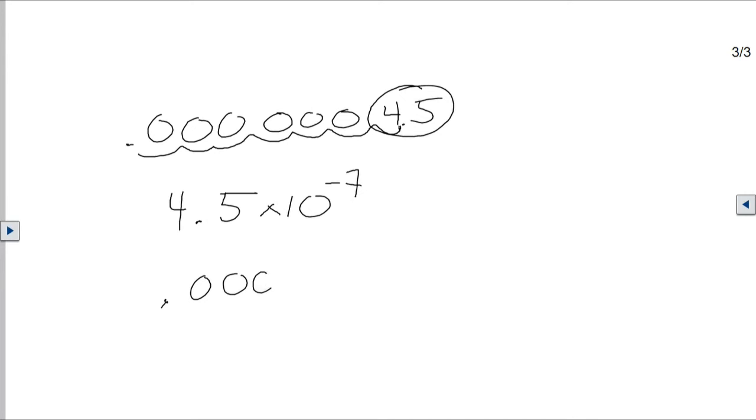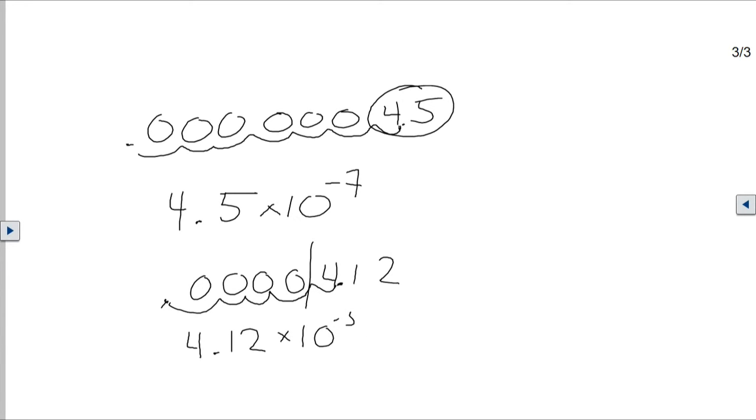Let's do one more. Okay, again, decimal point after first non-zero number, right there. Right, we're going to cut it off when only zeros there. So 4.12 is our first number. Again, at least one less than 10. Times 10, and our decimal point moves 1, 2, 3, 4, 5 to the left.